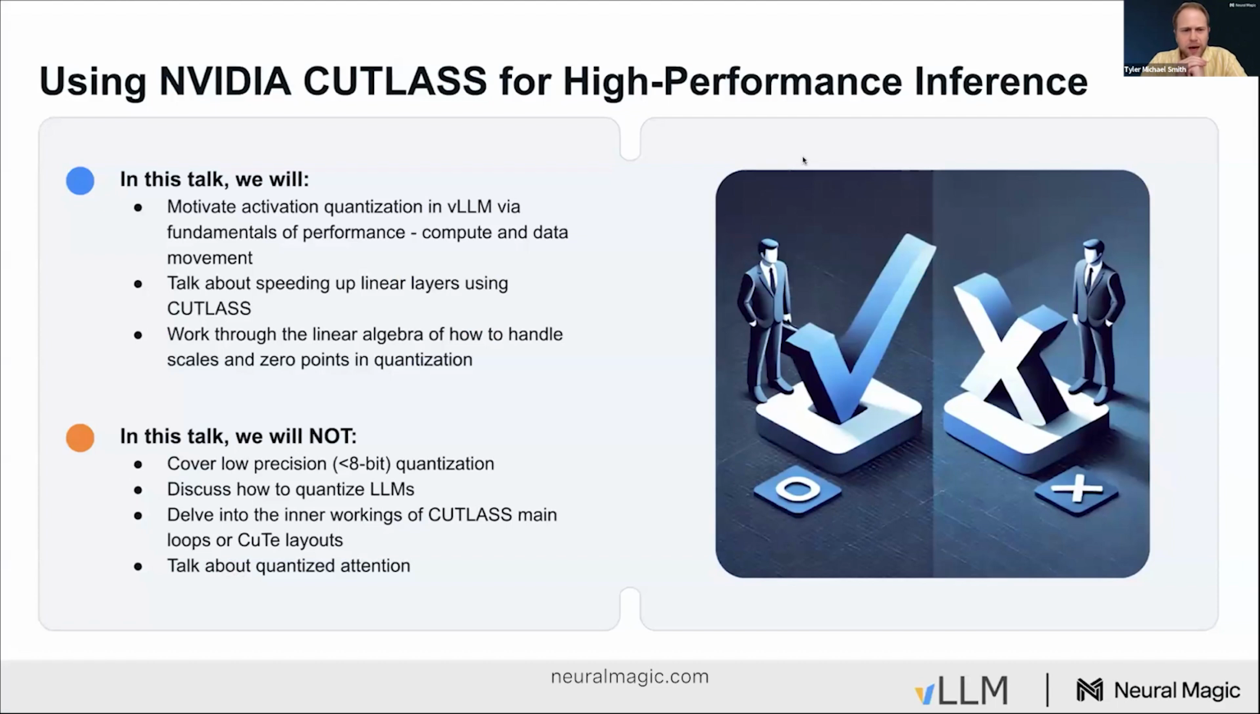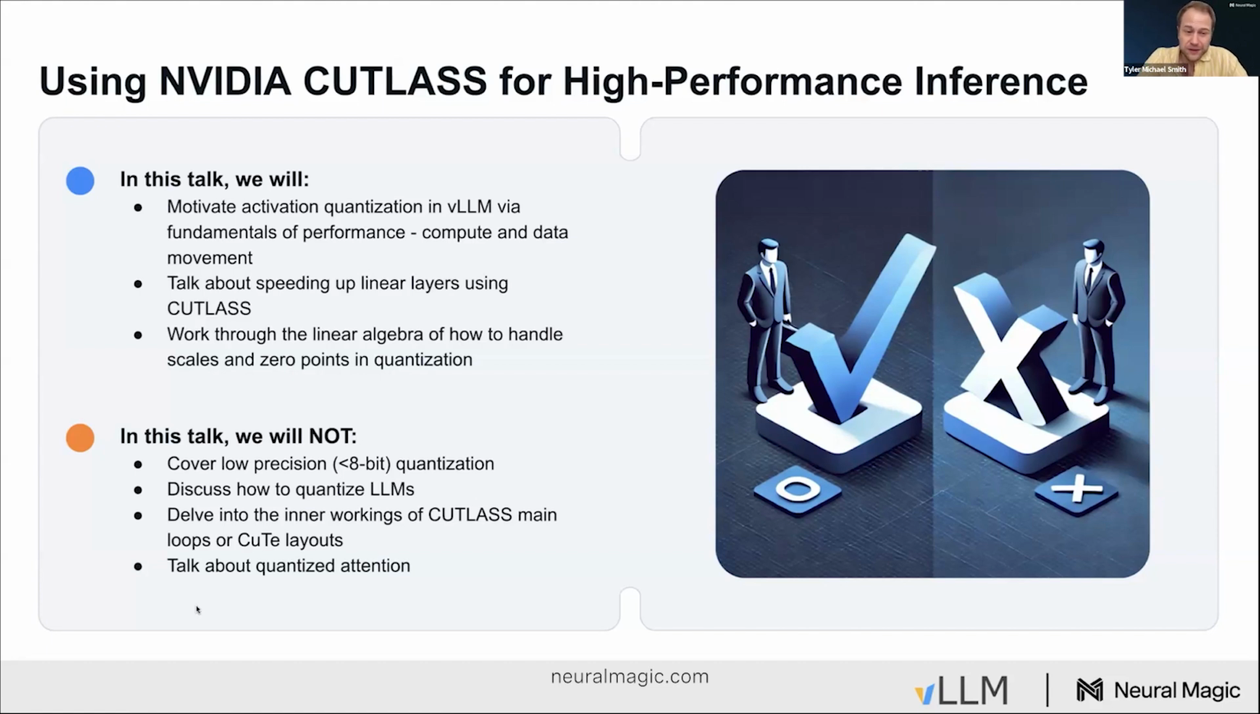So yeah, I want to start out with what we're gonna do, what we're not gonna do, just to set expectations. So we're gonna motivate why we do activation quantization in vLLM, and we're gonna be talking about some fundamentals of performance in order to justify that on firm theoretical grounds, because I think that's important. So we're gonna be talking about compute and data movement there. We're going to be talking about speeding up linear layers. So that's dense GEMMs for the most part in this case, using Cutlass.